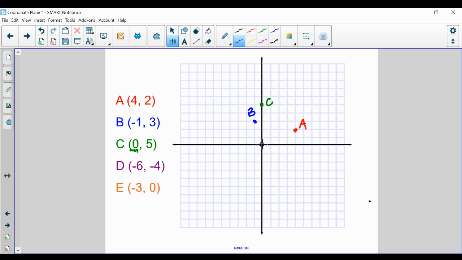Point D is telling me to go back 6. So 1, 2, 3, 4, 5, 6, and then down 4. 1, 2, 3, 4, because we have negative 6, negative 4. So that's point D. And point E, I'm going to go back 3. 1, 2, 3. But again, that 0 is telling me to stay put. So point E is actually located on our x-axis.